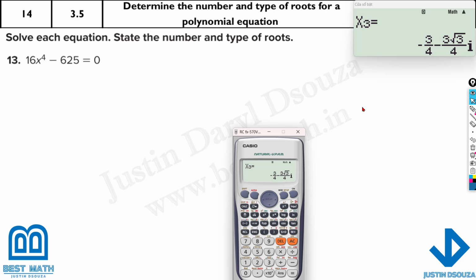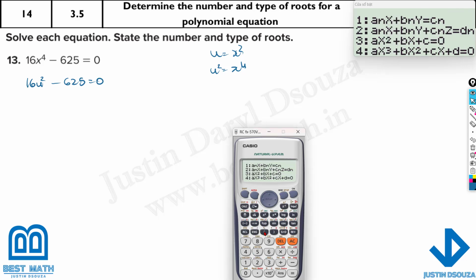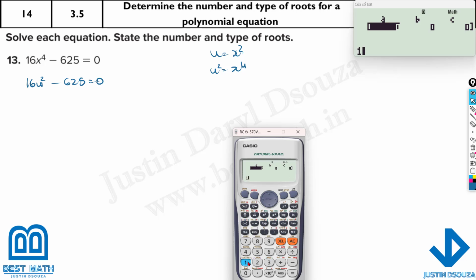Now this one requires modification. We will assume u to be x squared. So u power 2 is equal to x power 4. So this will be solved as 16u squared minus 625, that is equal to 0. So now you do mod phi and 3. Let's put in 16. There is no x term, 0 and minus 625. So here we go. The answer is 6.25 and minus 6.25. So the value of u is equal to plus or minus 6.25.